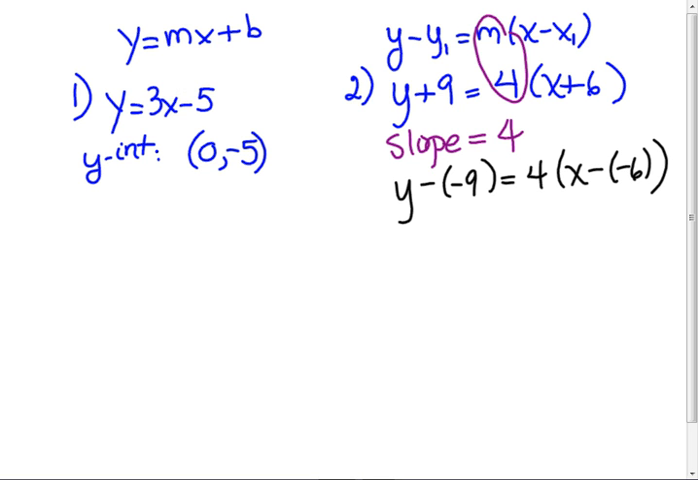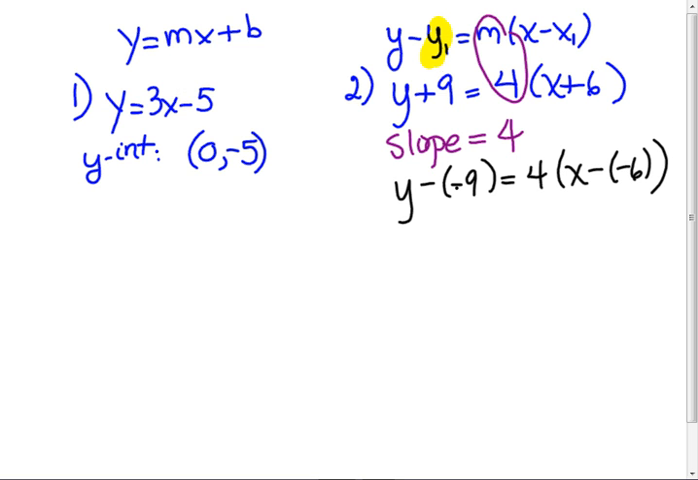Now, do you agree that these are the same thing? Y minus a negative 9 is the same as y plus 9. What happens to two negatives? They make a positive. So there's two ways to do this. You can either rewrite these so it looks like this.